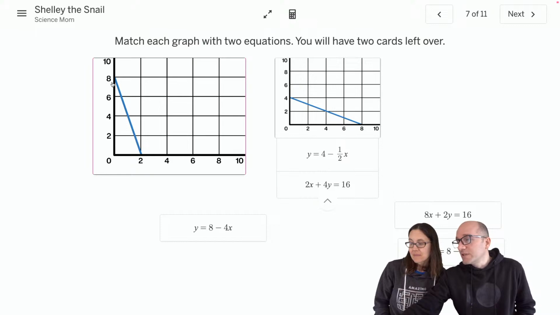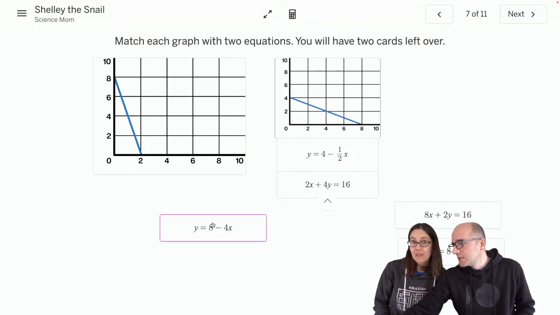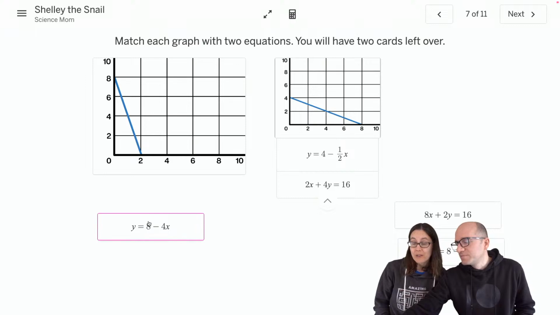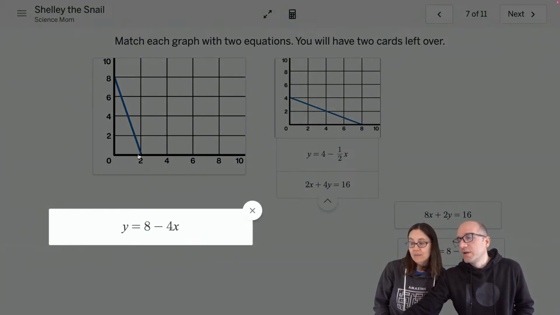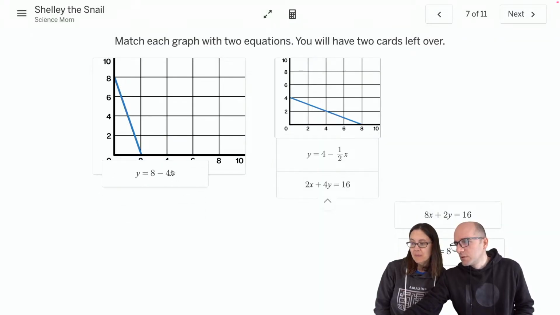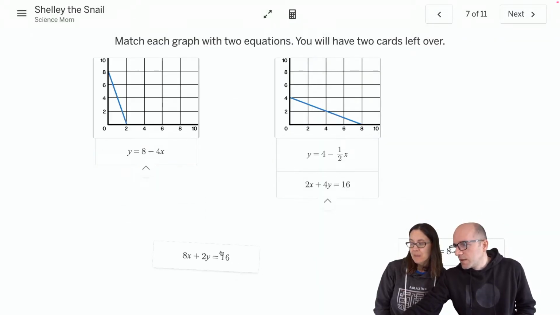Okay, now for this graph, we have different points. 0, 8. When x is 0, then y should be 8. Okay, so this one actually works. And also, if I have 2, 0, so if x is 2, then 0 is equal to 8 minus 4 times 2. Yep, that one's true. And then, what else do we have?